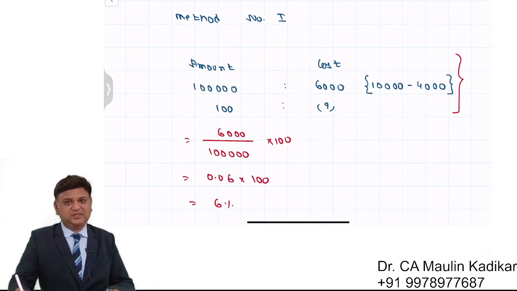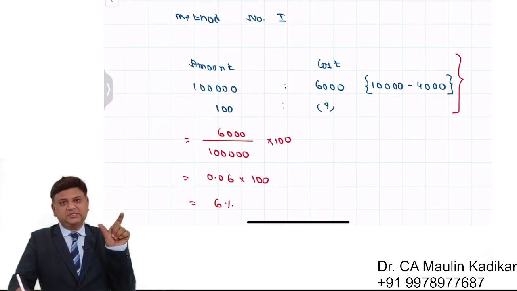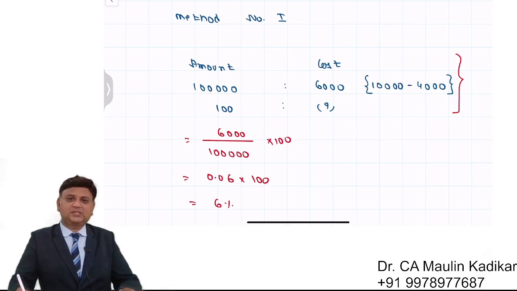It is 6%. See, the logic is you use 1 lakh rupees in the business and for that the cost is 6,000. Then for every 100 rupees, what is the cost? It is 6. That is called 6%.